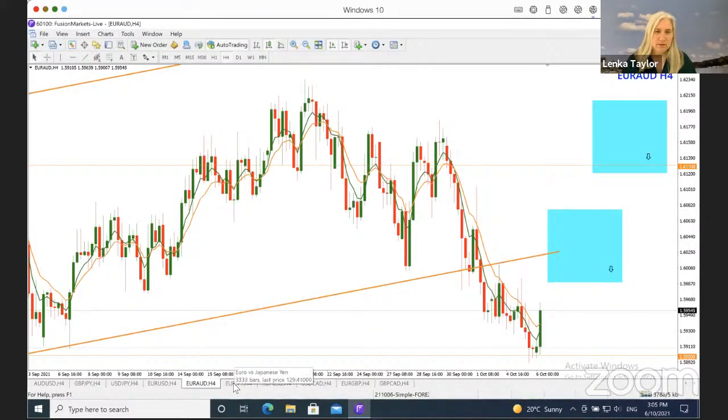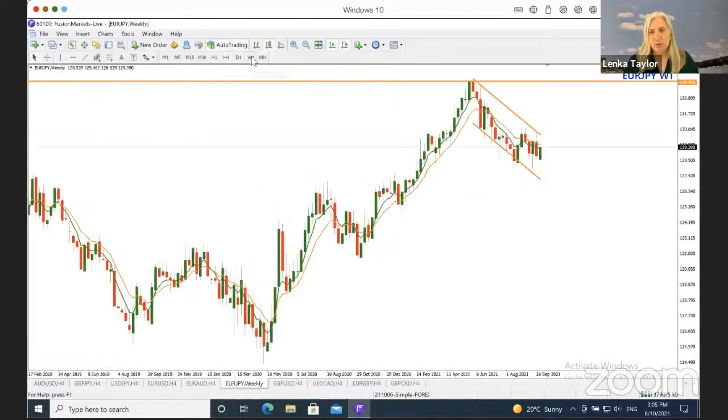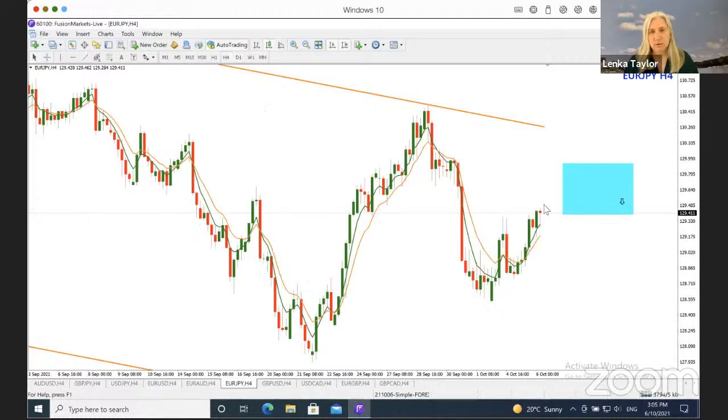Next currency pair I'm looking at is EURJPY. EURJPY, I'm looking for a short. So on the weekly, we have that channel going downwards now for quite some time. Daily, we were at the top there, so just waiting for the price to go a bit further up. So anywhere from around this high area here, or anywhere around that top of the channel. If there is a reversal in terms of the price action, then I'm looking for a short.